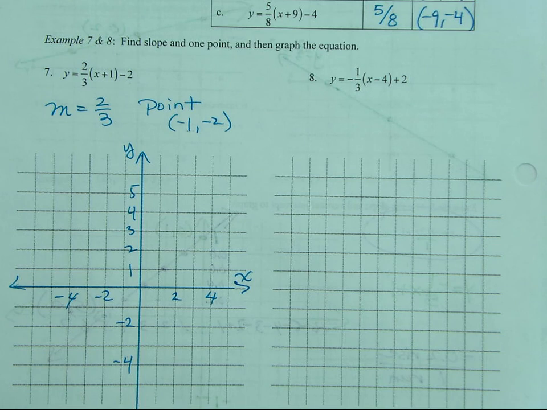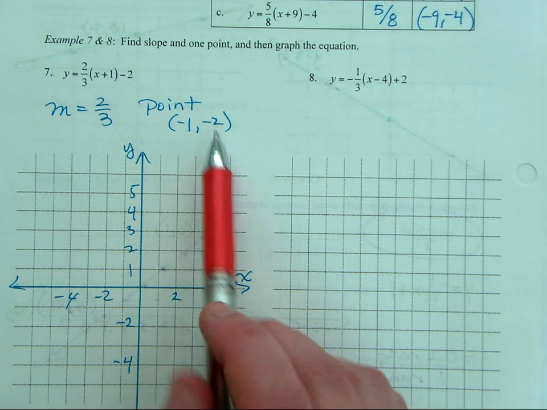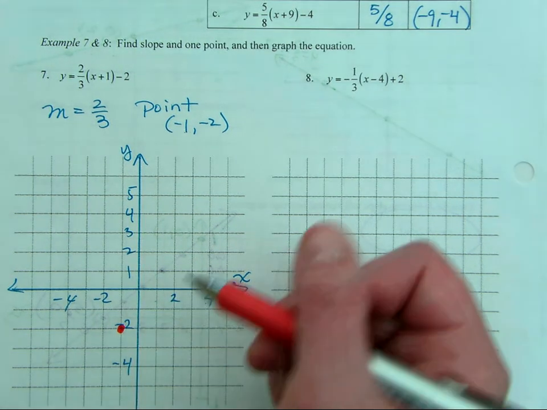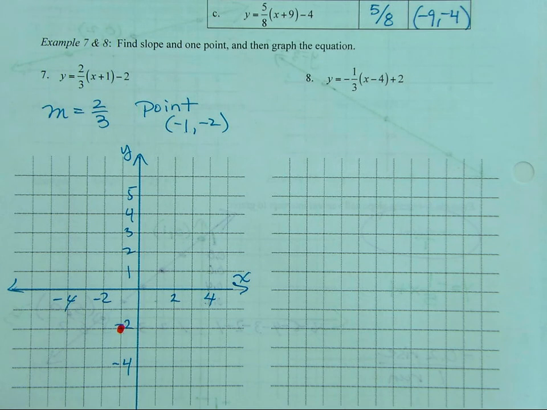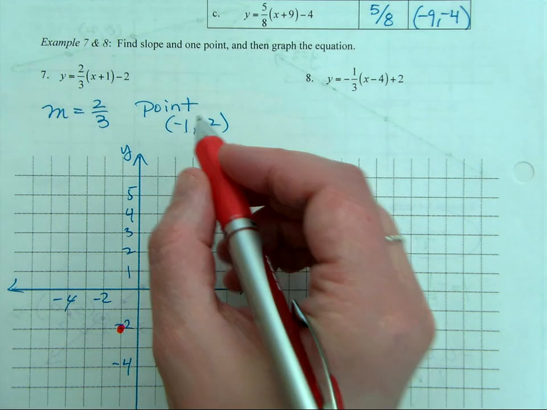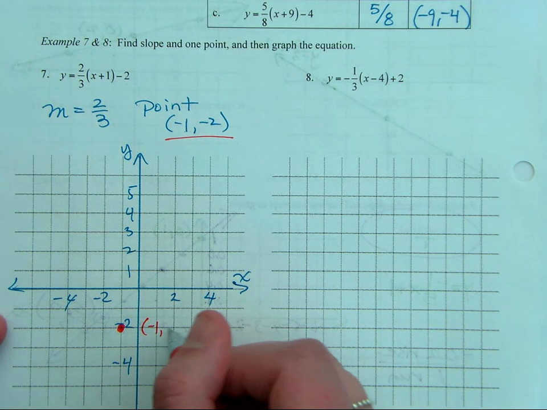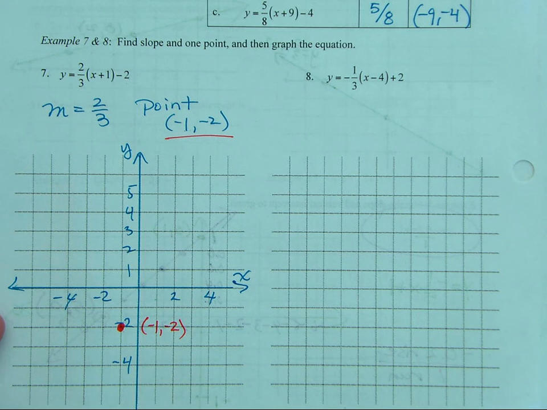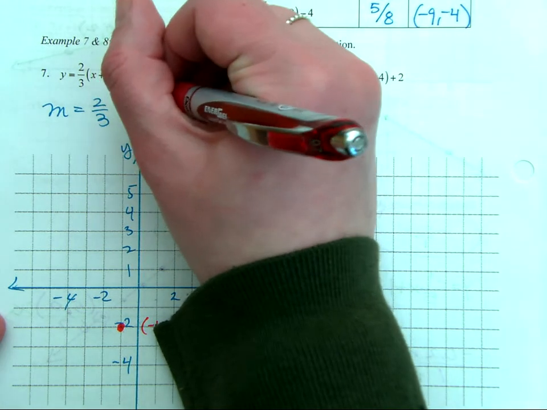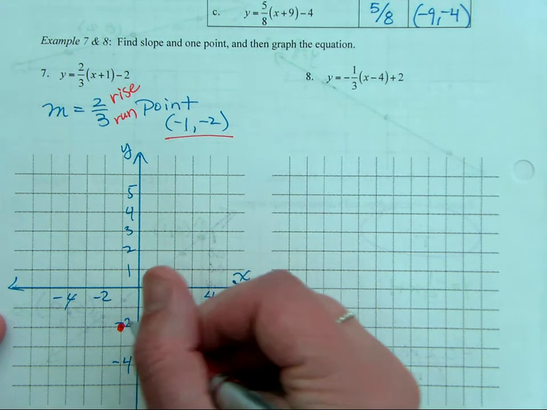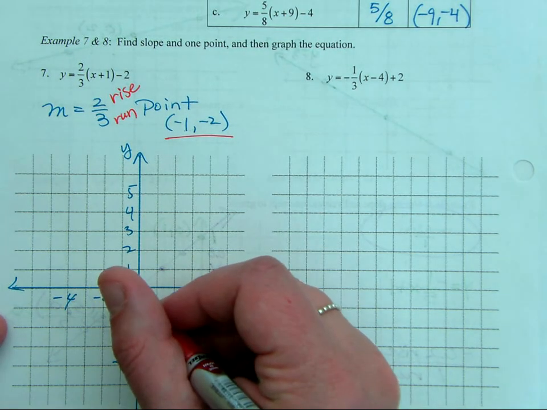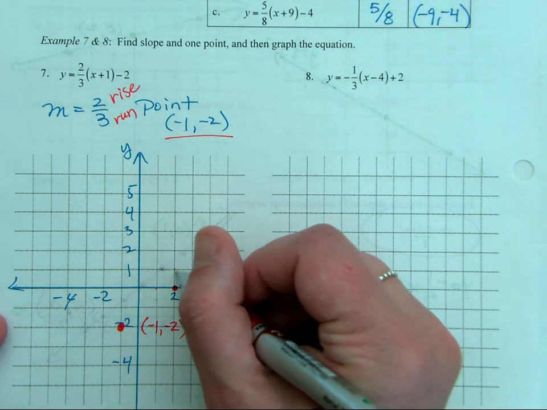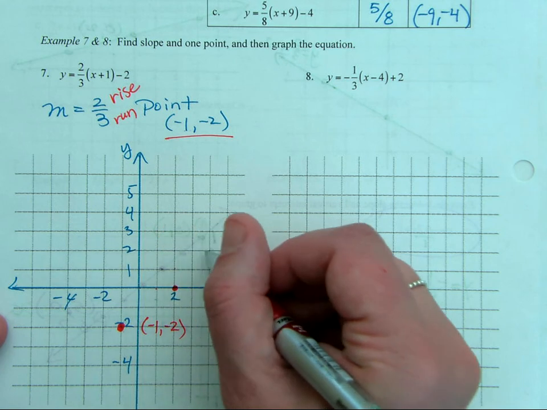Okay, now if I go ahead and plot this point, (-1, -2), I go over to -1, down to -2. There's my point. Instead of putting the point on the y-axis, because I don't have the y-intercept, I'm just going to start with this point, (-1, -2), and then I can use the slope from there. So how do I use the slope? My slope is my rise over run. So I'm going to go up 2 over 1, 2, 3. Up 2, rise 2, run 1, 2, 3.